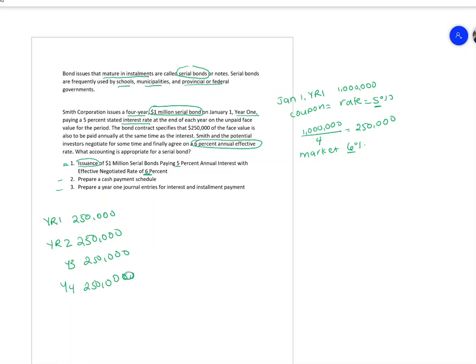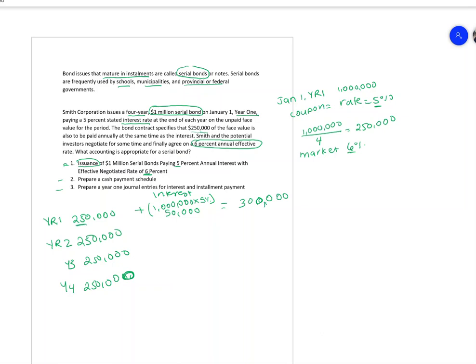Plus, we need to make an interest payment for each year, at the end of the year. Our face value of the bond was 1 million, and we're paying 5% interest, so 50,000 was my interest payment. Altogether we made a payment of 300,000 in year one. Then we go to year two.